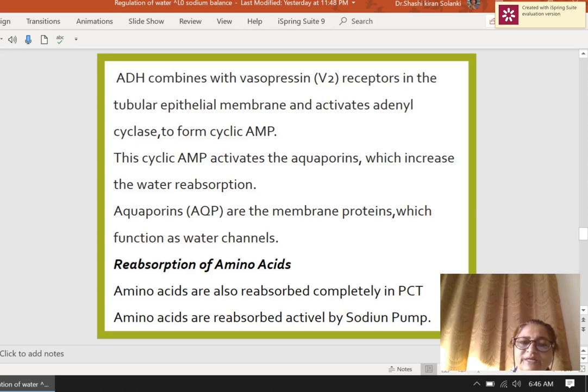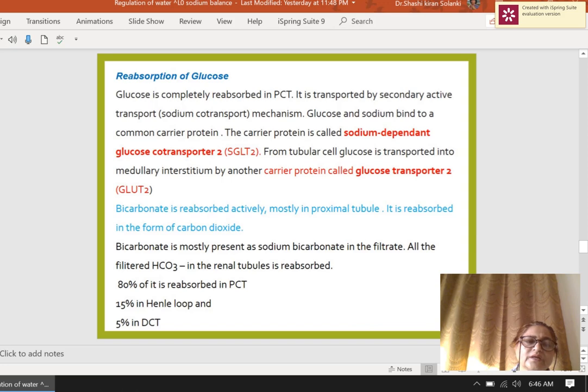Amino acids are completely reabsorbed in the PCT, the proximal convoluted tubule, through the sodium pump mechanism. Reabsorption of glucose is very important. First, all glucose molecules are reabsorbed back into our blood capillaries through the PCT. This reabsorption occurs through special proteins located in the plasma membrane. We call them sodium dependent glucose co-transporter proteins, or the carrier proteins called glucose transporter 2. In short, we designate them as GLUT.